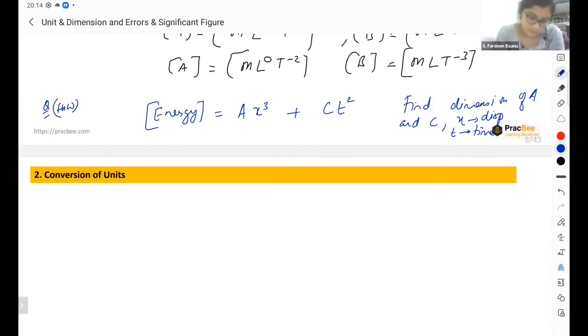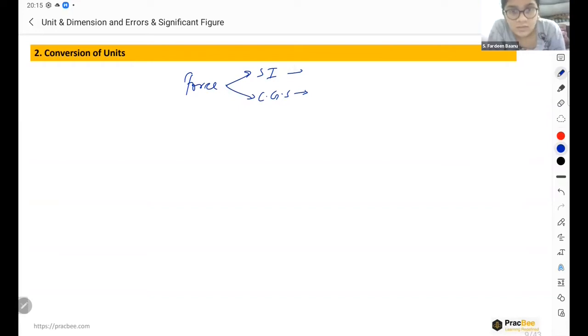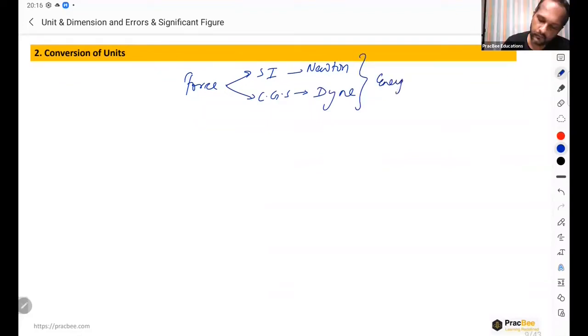Now the second application is conversion of units. Suppose I talk about force. What is the SI unit of force? Newton. And what is the CGS unit of force? Dyne. Energy: what is the SI unit of energy? Joule. Energy and work are the same thing. And what is the CGS unit? The CGS unit is called erg.